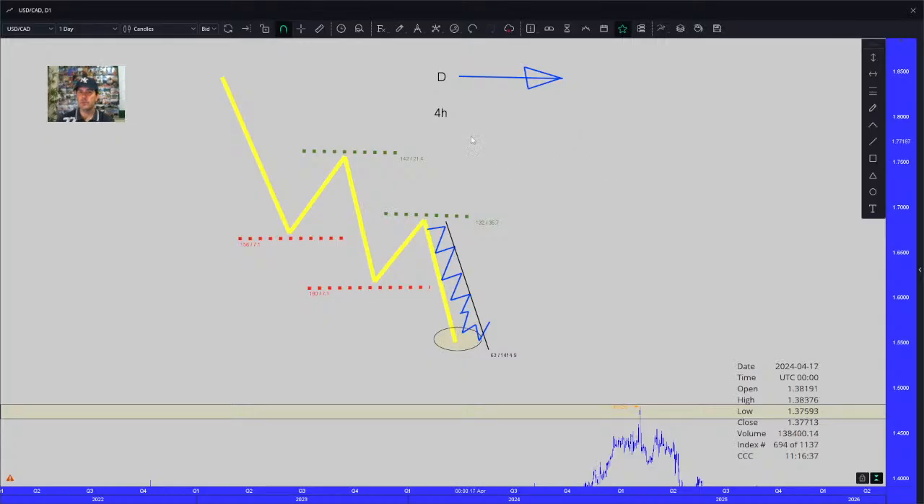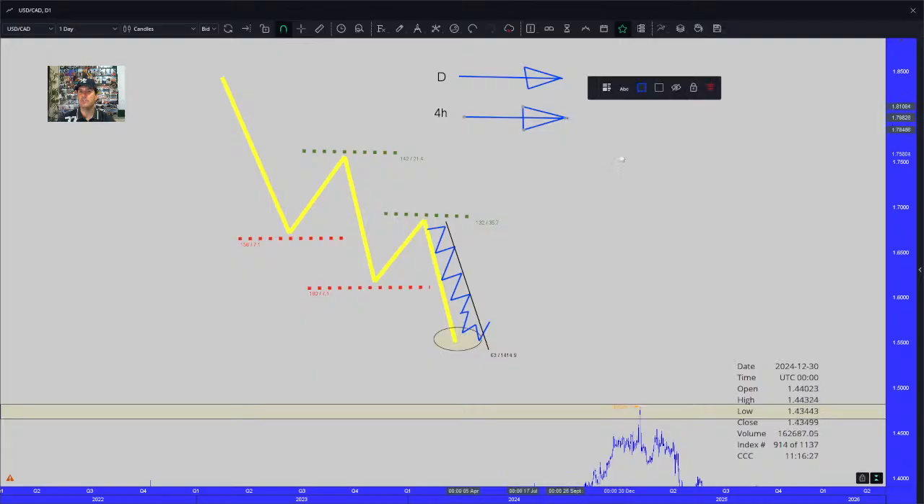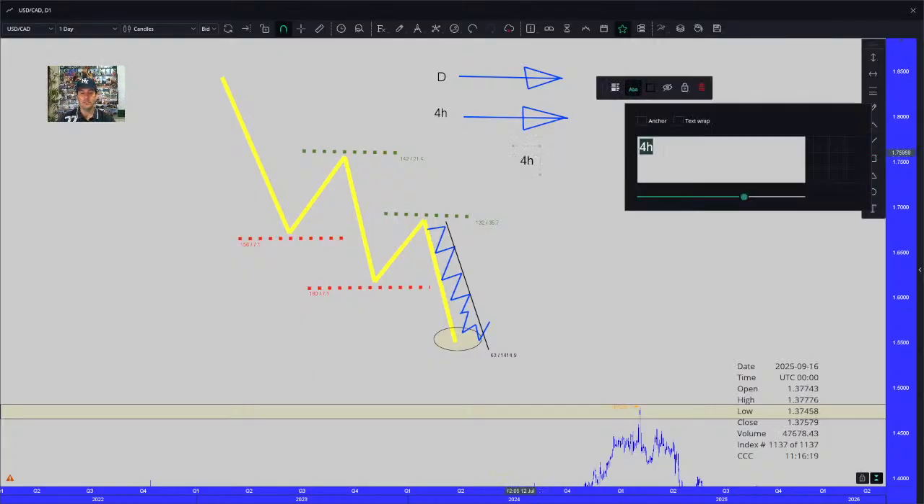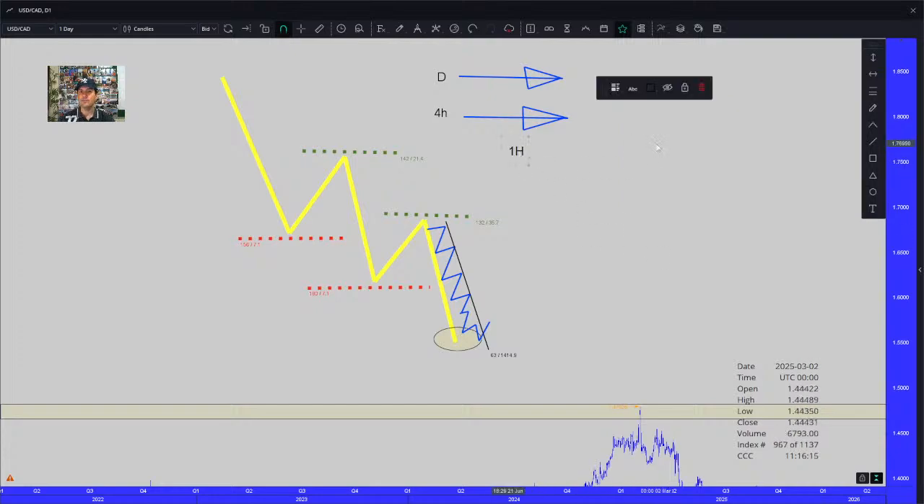Okay, back to class. Which one is the smaller time frame, everybody? Which one is the lower time frame to the daily? Which one is the lower time frame to the 4 hour? It's just a concept, alright? We've learned all of this. Which one is the lower time frame to the 1 hour? Do you remember, everybody?